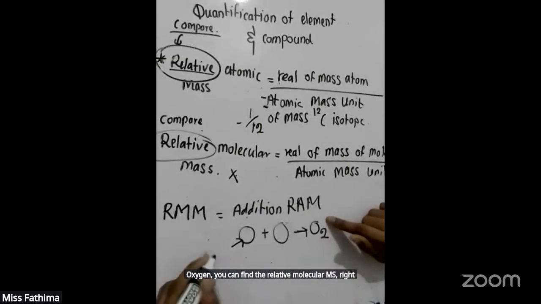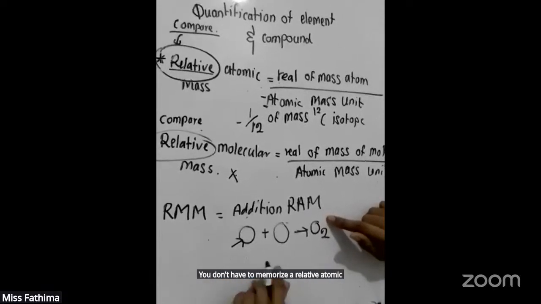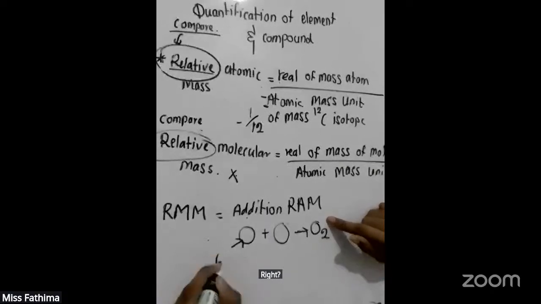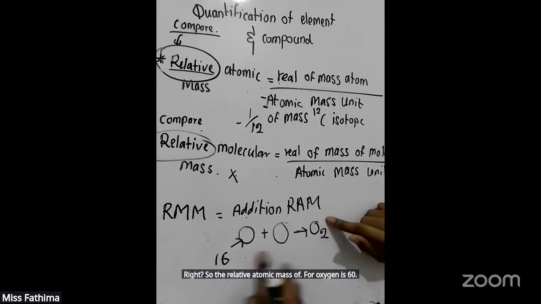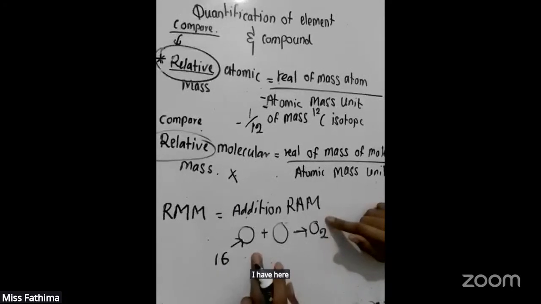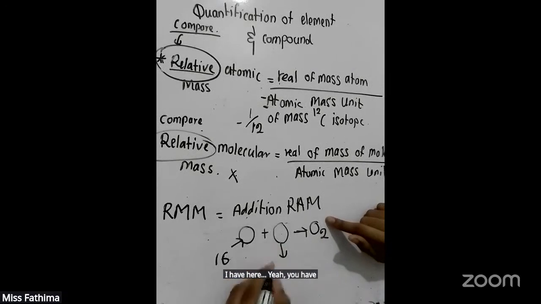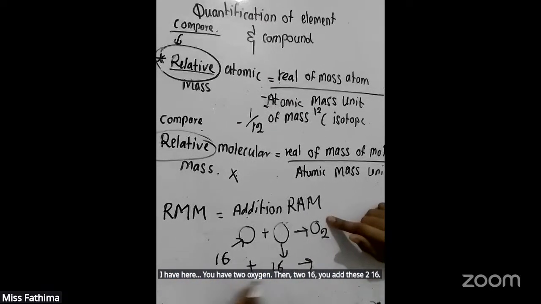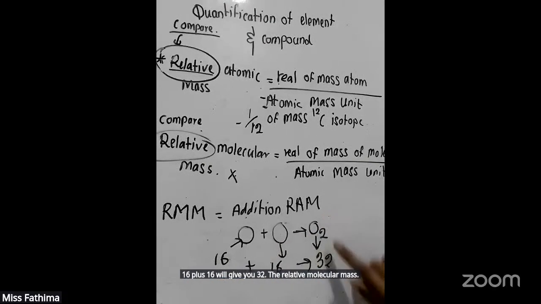Now, what is a relative atomic mass? You don't have to memorize the relative atomic mass from the textbook. They will give it to you if it is posted in a question. So, the relative atomic mass of oxygen is 16. How many oxygens do you have here? You have 2 oxygen. Then 2 times 16. You add these: 16 plus 16 gives you 32. The relative molecular mass of O2 is 32.